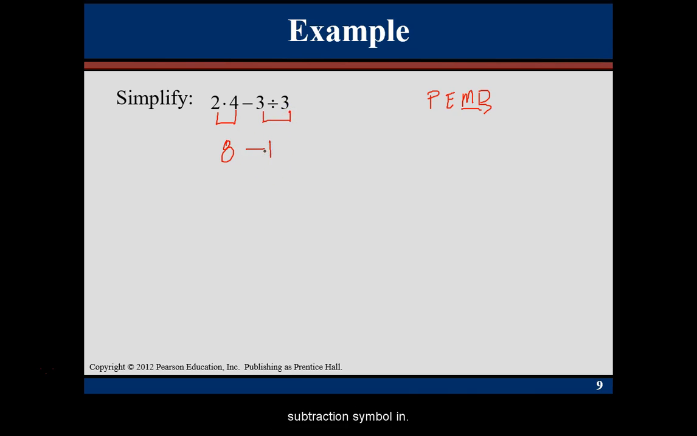There's a subtraction symbol in between. All my multiplication and division is done. Now I'll do addition and subtraction from left to right. I only have the 1, and so this simplified is 7. If you don't follow the order of operations, you'll get a different number.